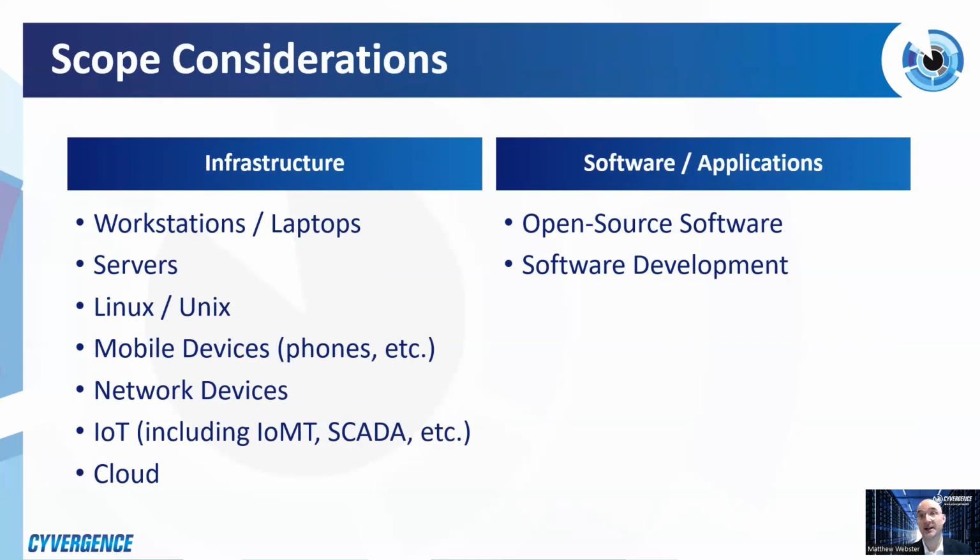But there's also things like Linux and Unix. Think of them as, there's some exceptions to this, but think of them as additional servers within organizations that are required to run different types of software.